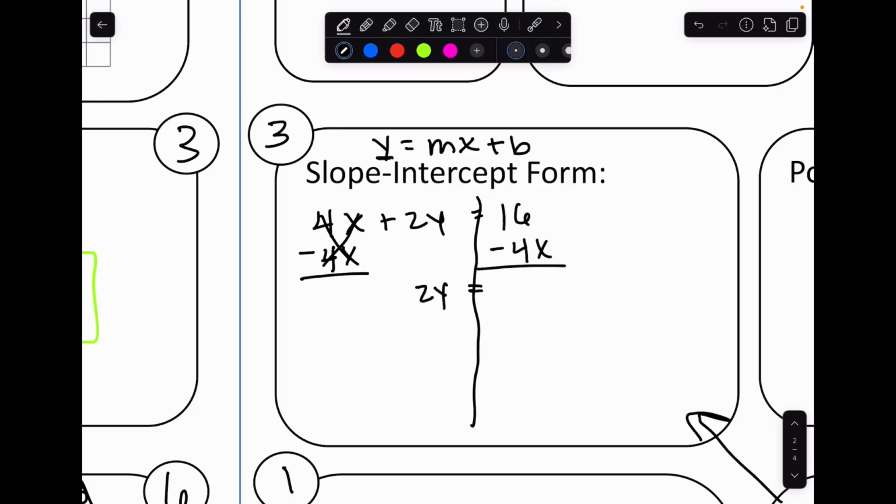Now, 16 minus 4x, are these like terms? No. These are not like terms because they don't have the same variable. So we can't put them together. We have to list them. So 16 minus 4x. Now, we want y all by itself. We don't want a coefficient. So we have to do the opposite of multiplying, which is dividing by 2. What we do to one side, remember, we have to do to every single term.